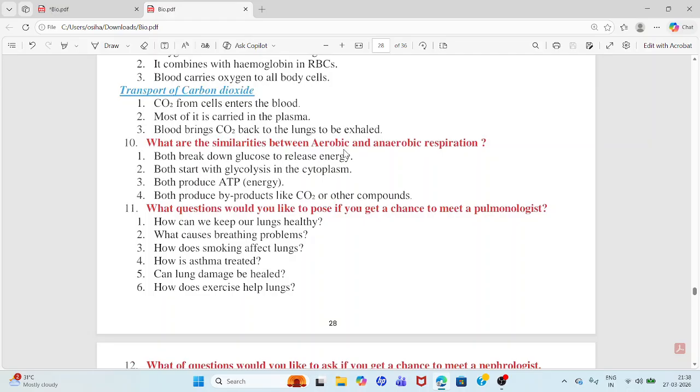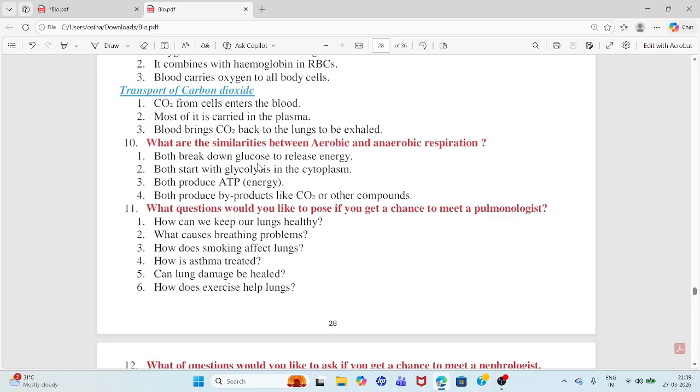Tenth question. What are the similarities between aerobic and anaerobic respiration? Before, we learned the differences, right? Now we have to write similarities. Both break down glucose to release energy. Both start with glycolysis in the cytoplasm. Both produce ATP, meaning energy. Both produce byproducts like carbon dioxide or other products.